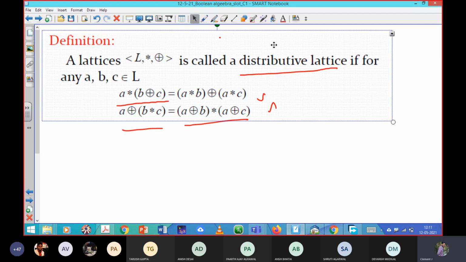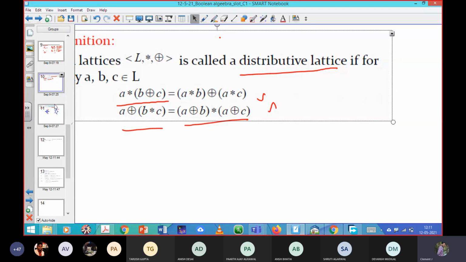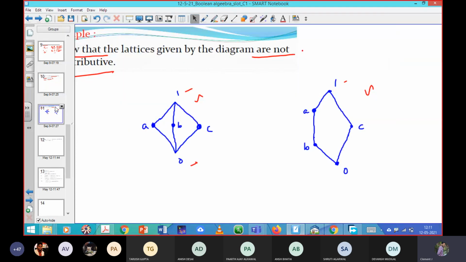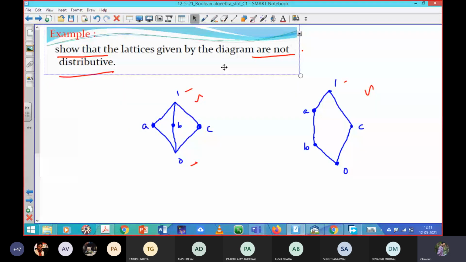Here you are just replacing the positions of star and plus respectively. That's it. So if you take that, you should get the answer LHS equal to RHS. If it satisfies this condition, then the given set is called a distributive lattice. I have also assigned this problem to you, to show that it is not distributive. So these are the topics we have discussed.